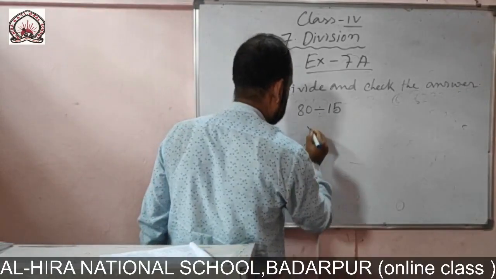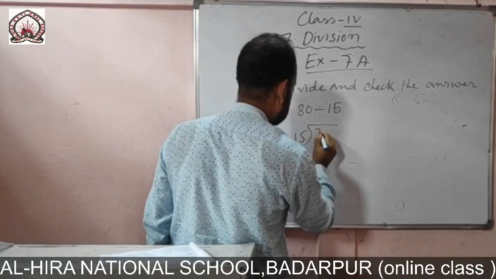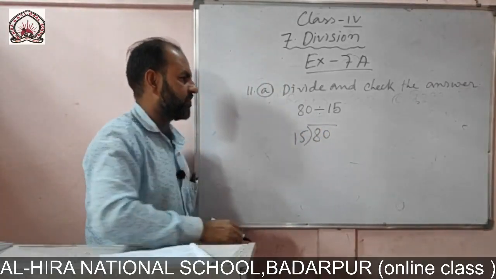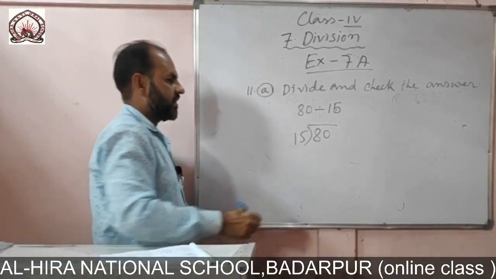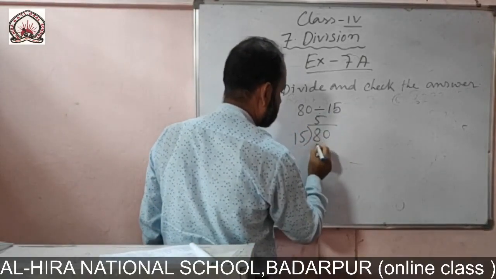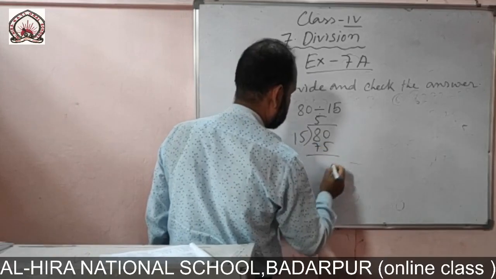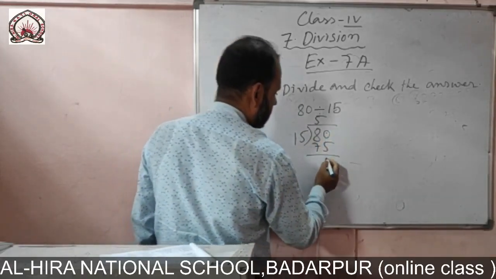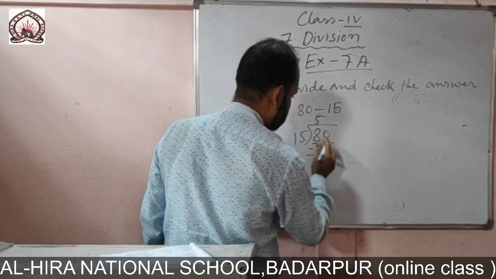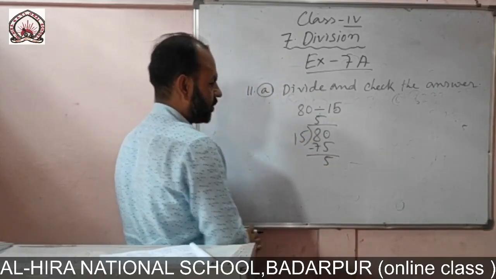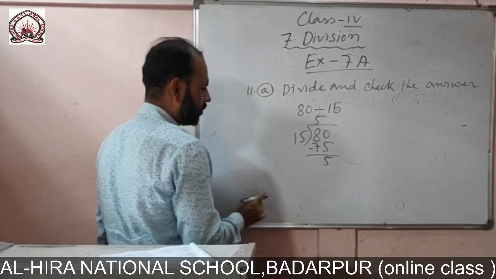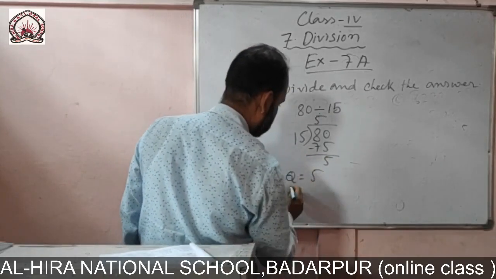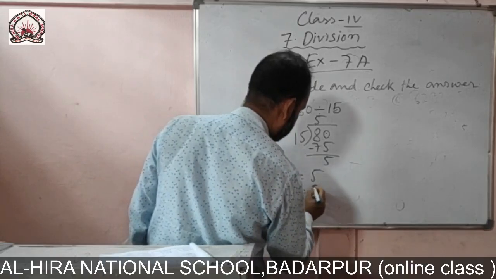Now 15 into 80. So we know table number 15. 15 times 5 is 75. Here remains 10 minus 5, that is equal to 5. There remains 7. 7 minus 7 equal to 0. So there remain 5. We know it is Q equal to 5. Remainder equal to also 5.